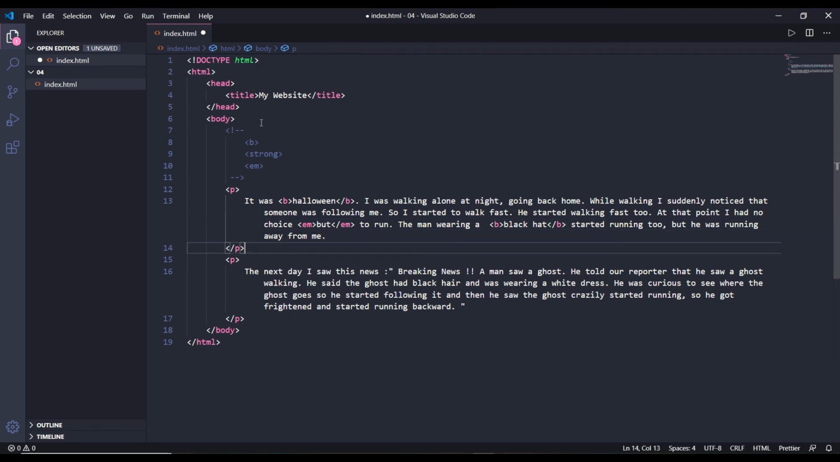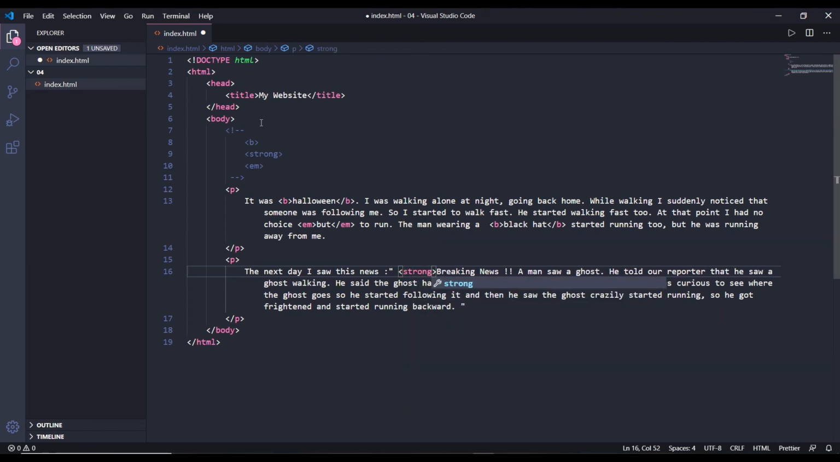Let's go to the next paragraph. The next day I saw this news. So let's make the words breaking news strong, since it's breaking news. The next day I saw this news. Breaking news. A man saw a ghost.